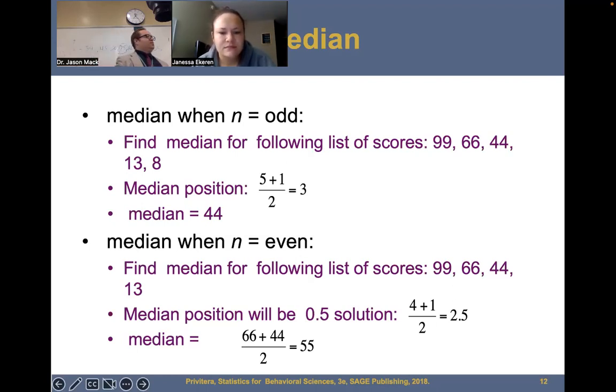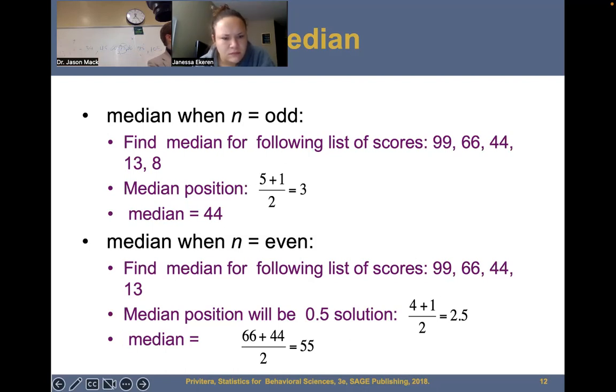Does that make sense? Because it's odd. Why do you add the 1? Because it's odd. Oh, okay. No, well, you do when it's even too. So it's just like a rule. It's just a rule, yeah. And it's yeah, same thing.